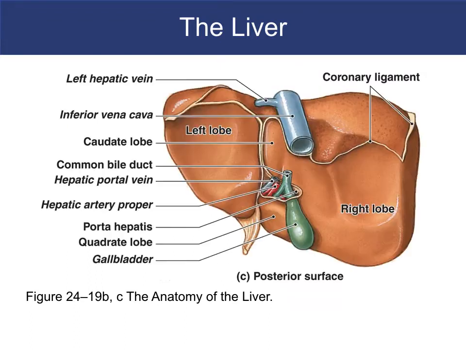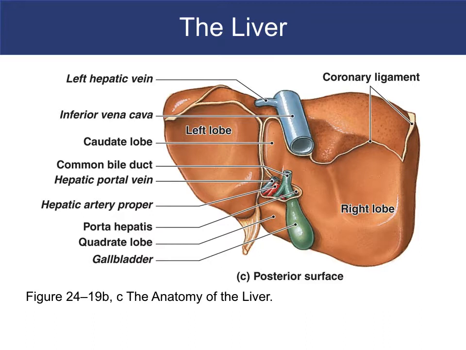Okay. Here's looking at the underside of the liver. This is kind of the center lobe or quadrate lobe, caudate lobe. It's pronounced and spelled a number of different ways. Okay.